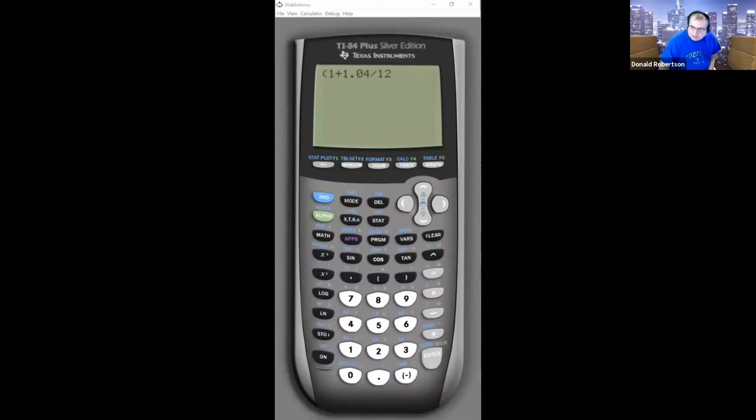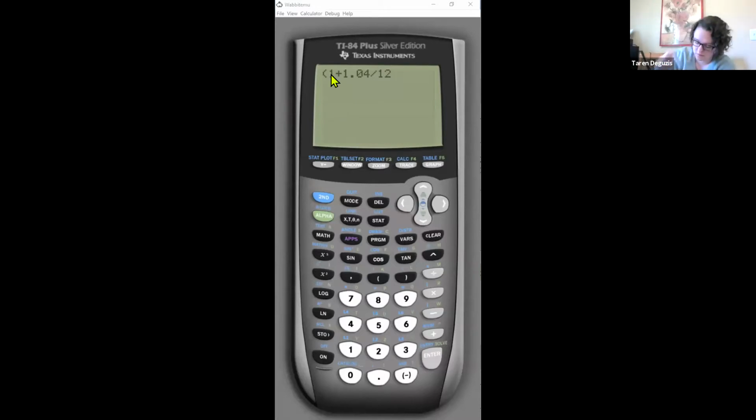Are we supposed to see the calculator right now? Yes, can you not? No. Uh-oh. Try it again. Can you see it now? Yes, it's there.